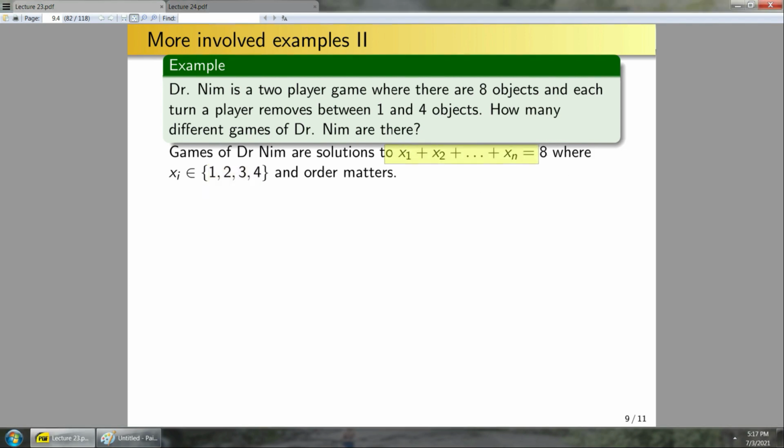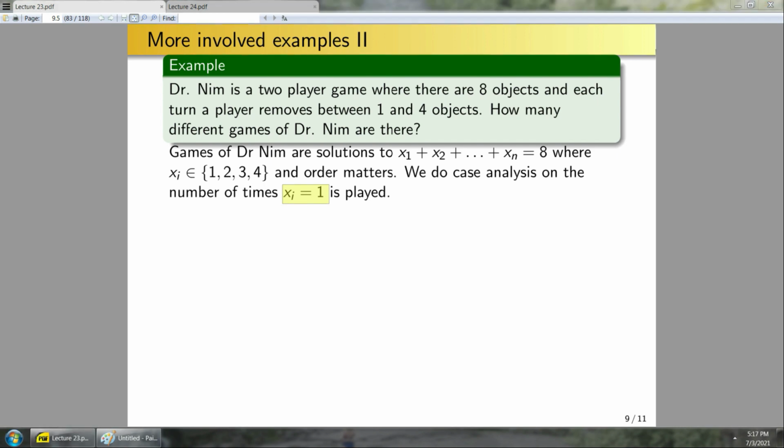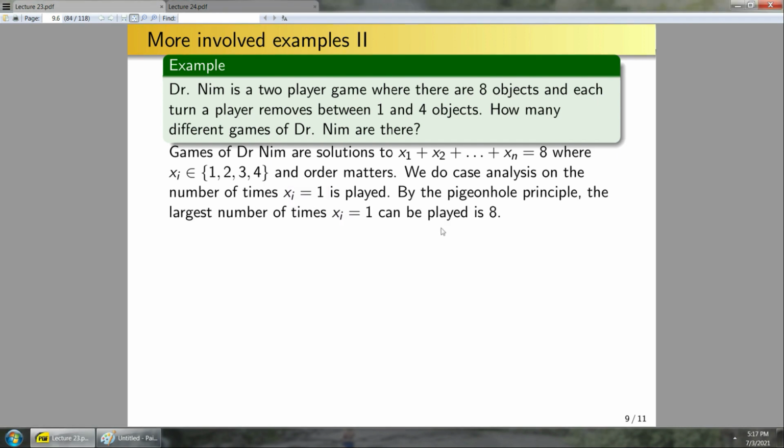No matter what transform I do, I'm going to have that issue for some of those equations at a minimum. So instead of doing that, I'm going to do case analysis on the number of times xi equal to 1 is played. Here I can formally use the pigeonhole principle to note that the largest number of times 1 can be played is 8, because if it's played 9 times, then I break this by going over 8.